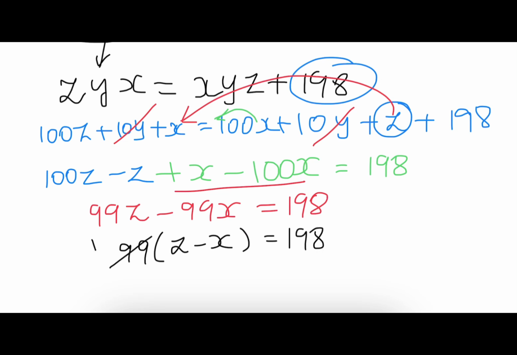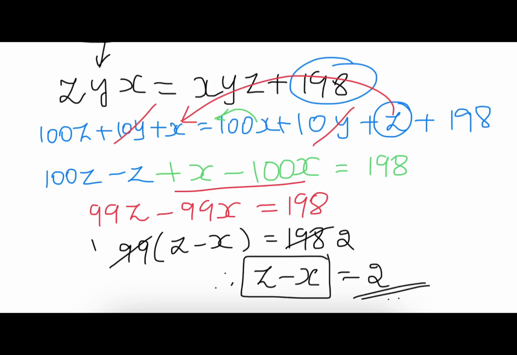So clearly it is 99, 2 times is 198. Therefore, the difference between the two digits x and z, or I can even call it z and x, because ultimately we don't need the order. We just need the difference between the two digits. Therefore, the difference between z and x, we can also call it the difference between x and z, is equal to 2. So the final answer is 2.